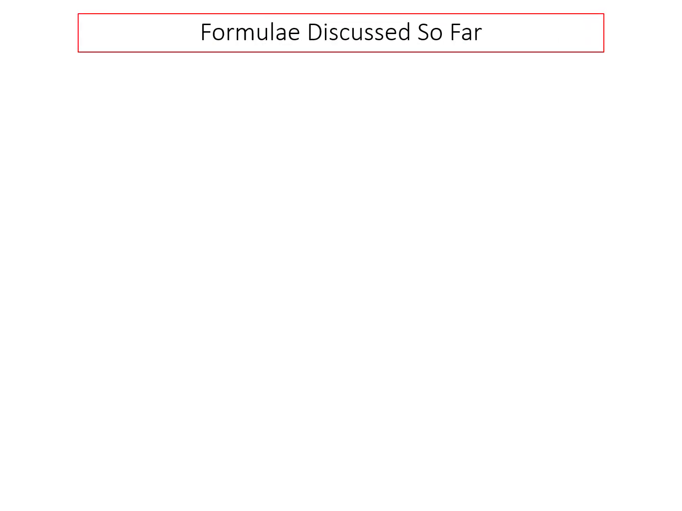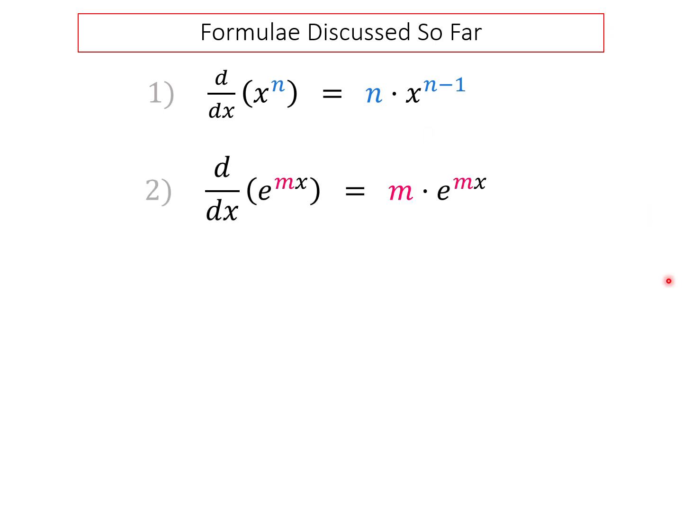Today we are going to revise all the formulas we have discussed till now. So these are the 4 formulas. First one is d/dx of x to the power n is equal to n x to the power n minus 1. Second one is d/dx of e to the power mx is equal to m into e to the power mx. Third one is d/dx of log mx is equal to 1 by x.